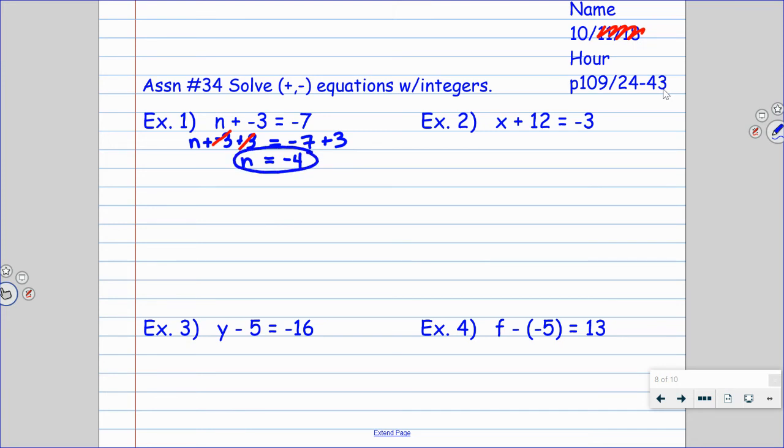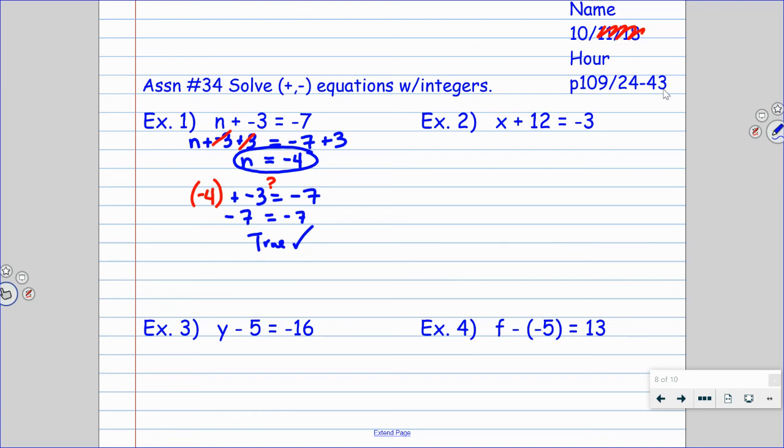But let's go ahead and check it by substituting in a negative 4. If I were to rewrite the original equation, I don't think n is unknown. I think n is known. So let's go ahead and substitute a negative 4. And in this case, -4, -3 makes a -7, which is a true statement.